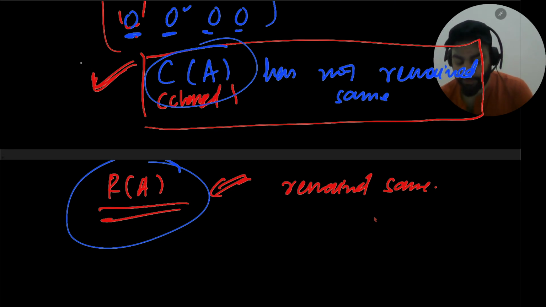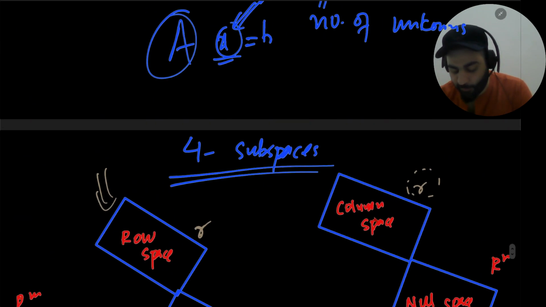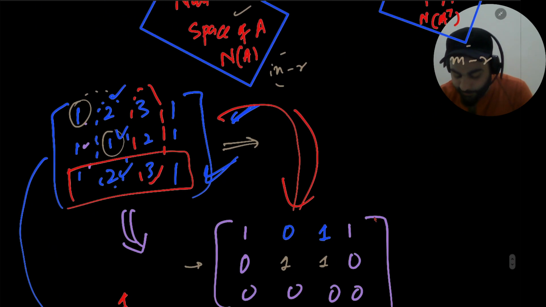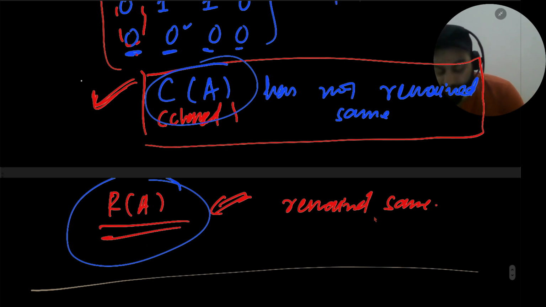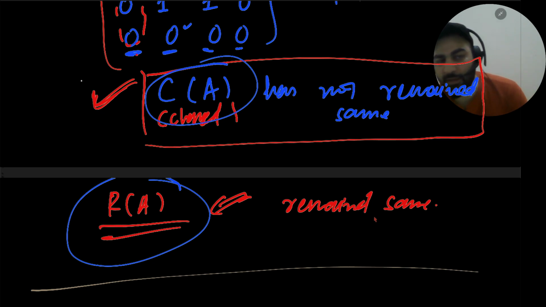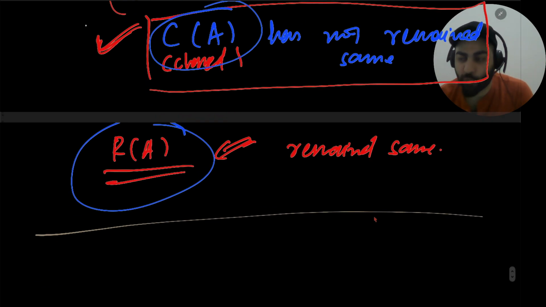I think we should stop it here, and we'll continue this lecture from the subspaces. At least I'll summarize whatever we did. We had these 4 subspaces: the row space, the null space of A, the column space, and the null space of A transpose. The first property I showed you is that the column space has not remained the same. It has changed because we performed certain operations on the rows, and the whole columns got changed, and we cannot reach some vectors which we were able to reach in the initial phase. But the row space has not changed.